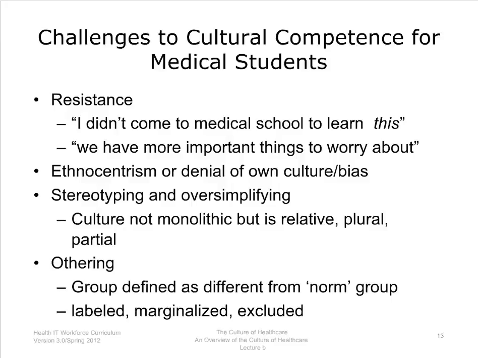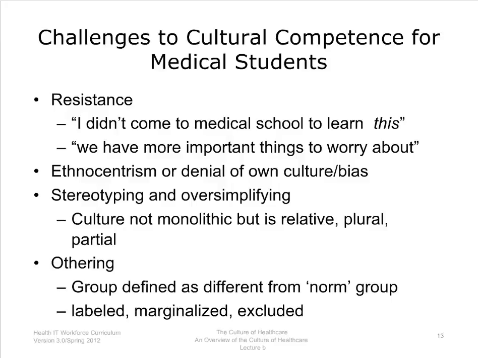When medical students encounter the cultural competence curriculum, we sometimes encounter this resistance expressed in a statement such as, "I didn't come to medical school to learn this," and "We have more important things to worry about." This resistance also comes from a certain degree of ethnocentrism, or denial of one's own culture or cultural bias. It also comes from stereotyping and oversimplifying the cultures of others, failing to recall that culture is not monolithic but relative, plural, and partial, as discussed earlier. Finally, it comes from othering, that is, treating persons in another group that is different from one's own group, which is taken to be normal, and then labeling, marginalizing, or excluding those in the other culture.